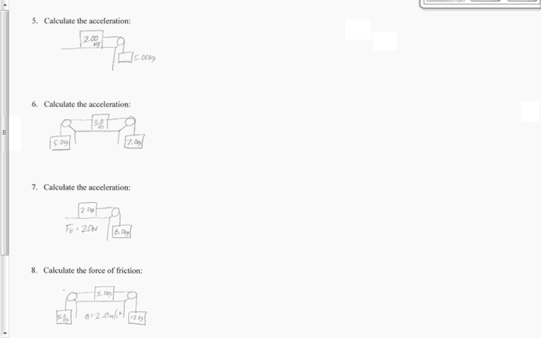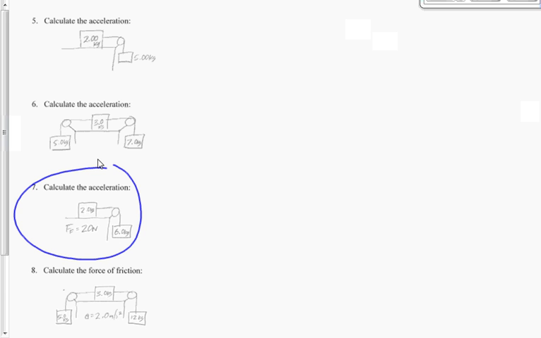All right, everyone, we're going to take a look at our forces worksheet that we were working on for homework last night. We've got 3 or 4 questions that we need to go over here. Number 7, number 13, number 14. Let's take a look at number 7 first. Calculate the acceleration of this system down here.